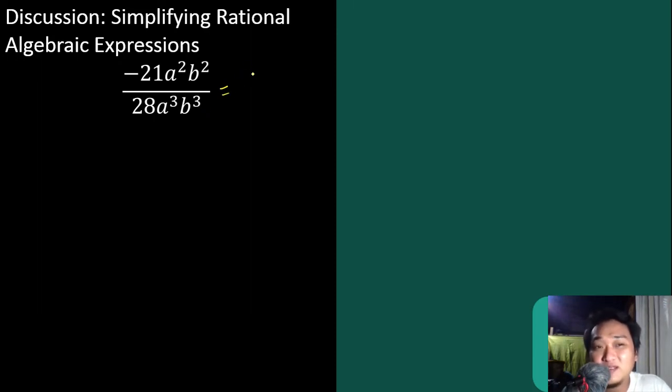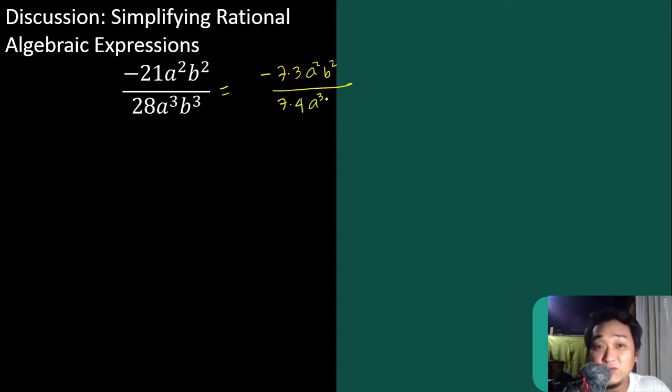Now, negative 21a squared b squared over 28a cubed b cubed is the same as, take note, may common factor ata tayo between 21 and 28. So, let us find its prime factors. Negative 21 is the same as negative 7, 14, 21. That is 7 times 3 times a squared b squared over, how about 28? 28 is the same as 7, 14, 21, 28. So that is 7 times 4.